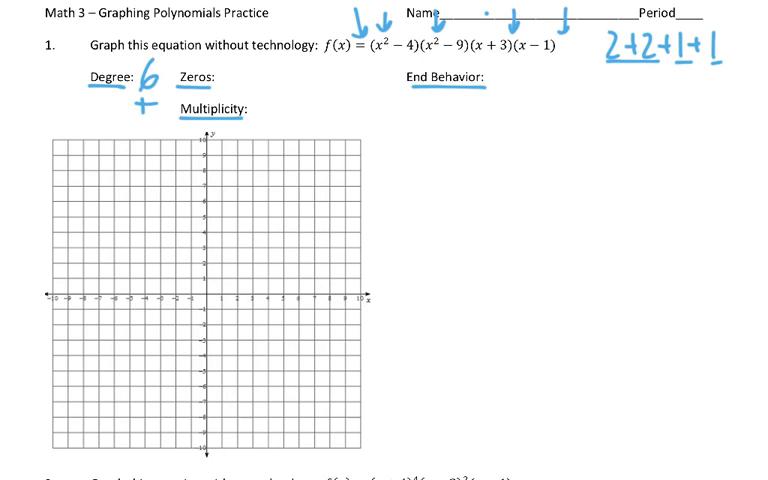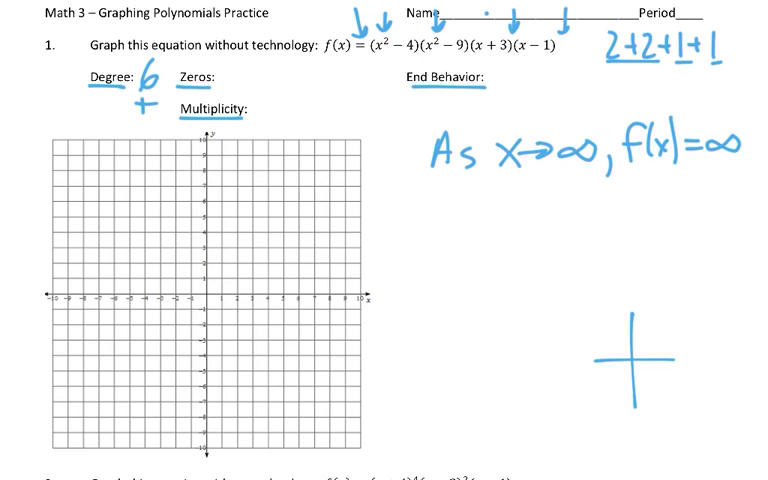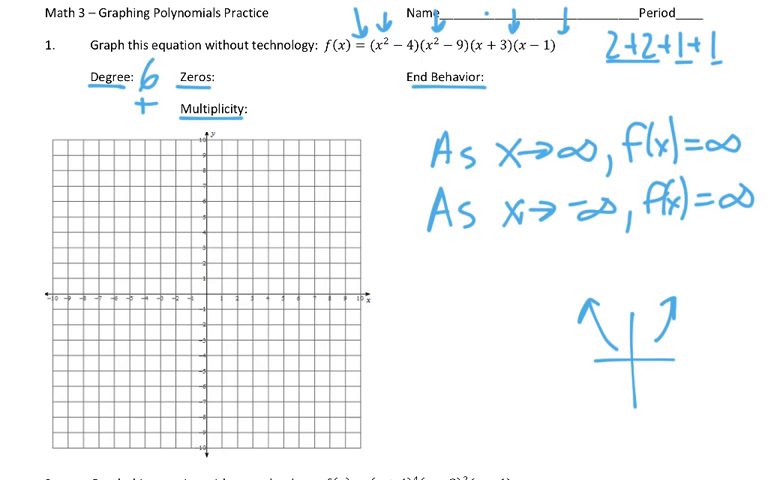So for our end behavior, we can go as x approaches infinity, as x goes to the right. An even positive, remember, goes up. F of x goes to infinity. Okay? Right? For even positive, they both go up. So to the left, as x approaches negative infinity, f of x approaches infinity also, positive. Now remember, for end behavior, you always have to have 2 of those.